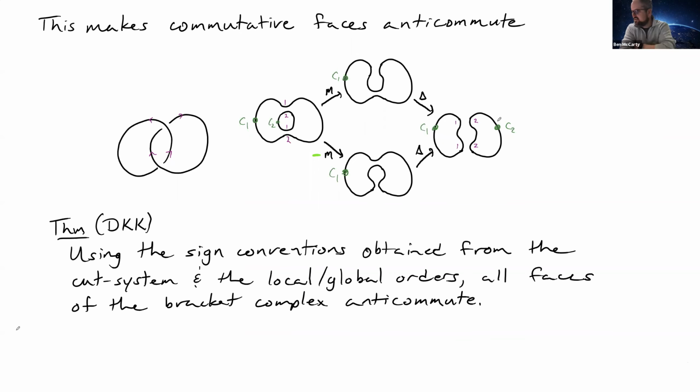It takes a little work to do this, but Dasbach and Kaufman proved back in 2014 that with these sign conventions, the sign convention coming from the cut point system that changes signs within the terms of a given linear combination of tensor products of 1s and x's, plus the local global order sign convention that we're describing that changes the sign on the actual local differentials themselves, all faces of the bracket complex will anti-commute, not commute.